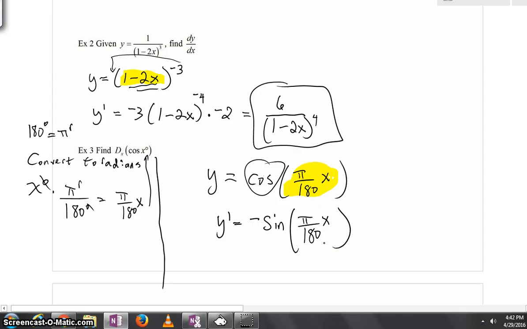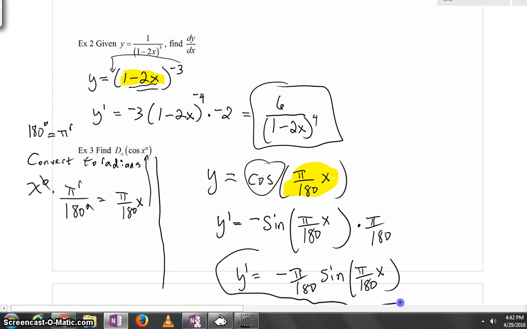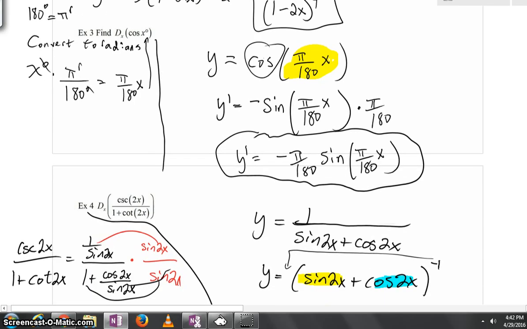And we still have that inside portion. Then we're going to multiply by the derivative of that inside part, and we'll get pi over 180. The derivative of pi over 180x, well, x to the first always disappears. Your final answer will be negative pi over 180 times the sine of pi over 180x. You can see it's preferable to take derivatives when you have your trig functions in radians already. It's not fun to take derivatives of functions in degrees.